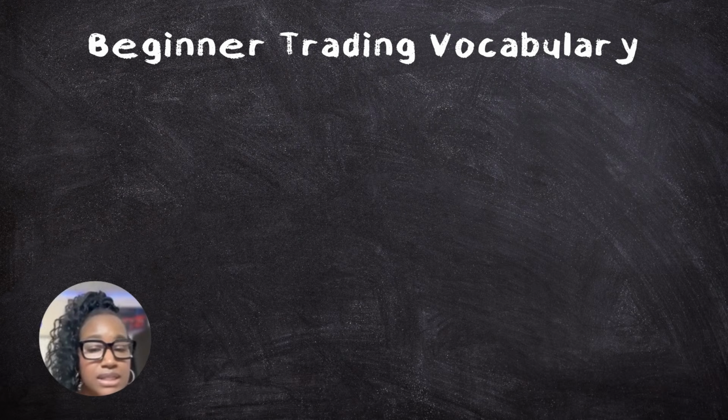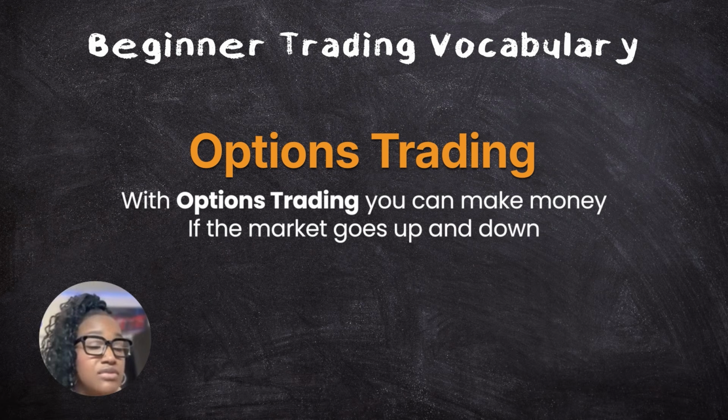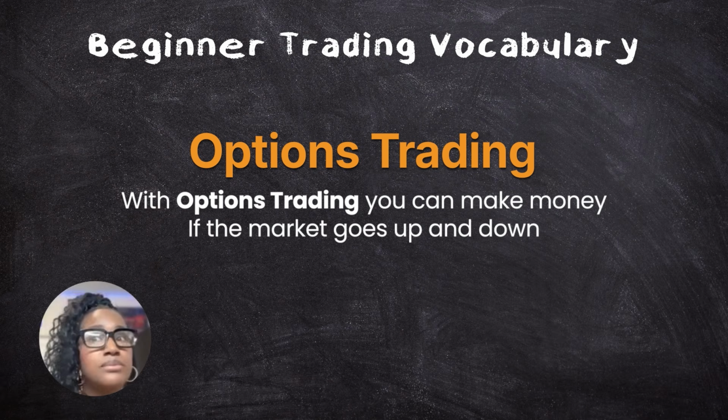So the type of trading that I do is I trade options. With options trading, you can make money if the market is going up and down, not or, and down. You can make an uptrend trade and a downtrend trade in the exact same trading day, which I'm like, yes, sign me up 10 times.